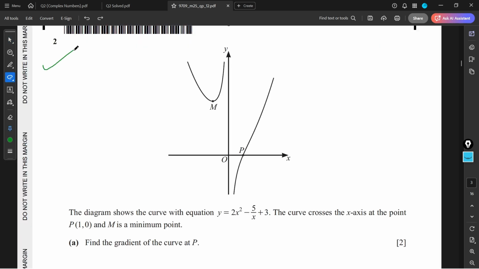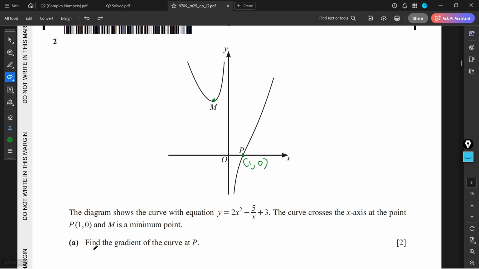Now let's move on to the second question. The diagram shows the curve with this equation. Both parts of this diagram are coming from this equation. The curve crosses the x-axis at point P, whose coordinates are given to us as (1, 0). It's also mentioned that M is a minimum point, which is over here.